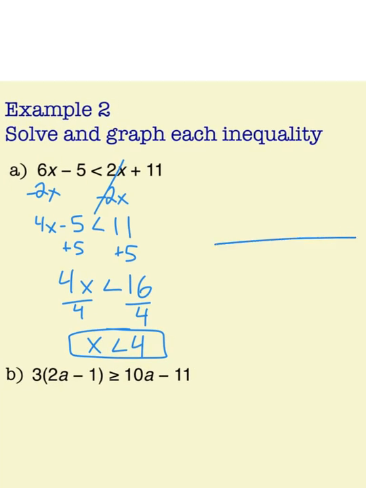And we're going to graph this. I have 1, 2, 3, 4, 5. Circle goes at 4. It is not equal to, so I do not shade it in. It's less than, so it points to the lesser numbers.